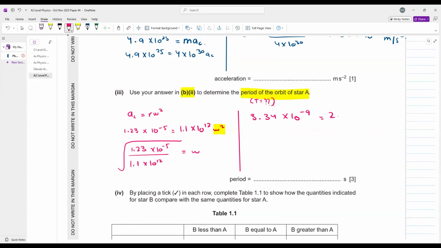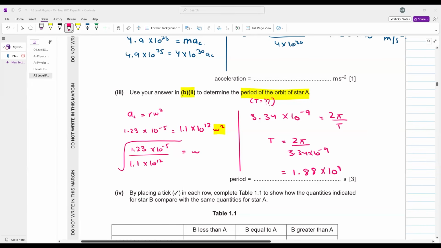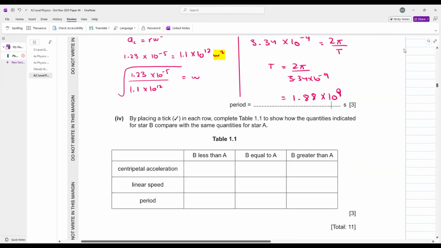In place of W, you will write what? 2 pi over capital T. Can you calculate the time period? Yes, 2 pi divided by 3.34 × 10^-9. Calculate करो बेटा, क्या answer आता है? This answer comes out to be 1.88 × 10^9 seconds, correct to 3 significant figures. अगर आपने 2 significant figures पे लिखना है, आप 2 significant figures पे भी लिख सकते हो. Simple. Let's further move ahead.